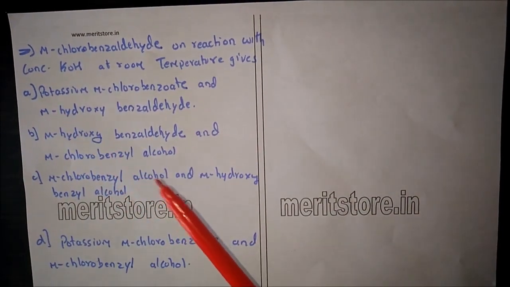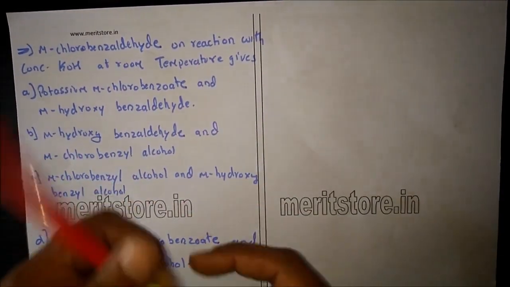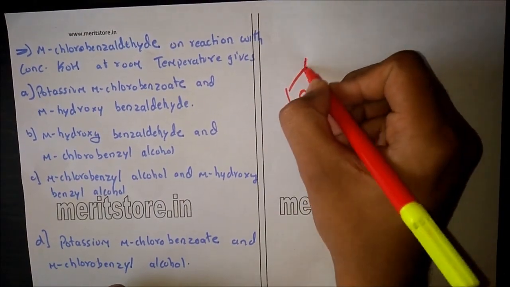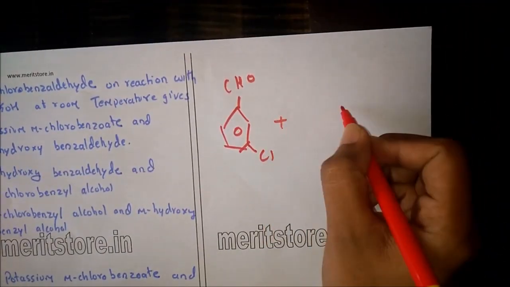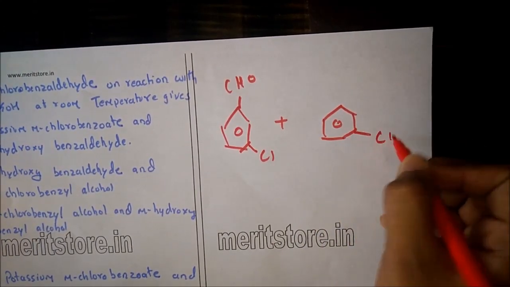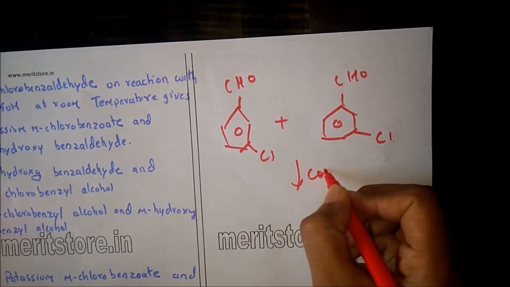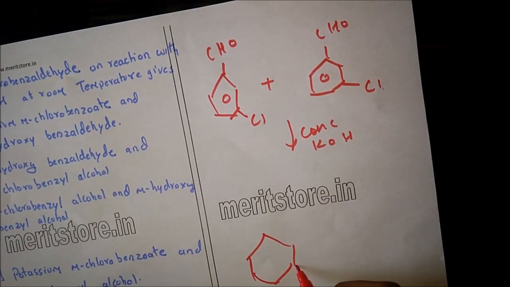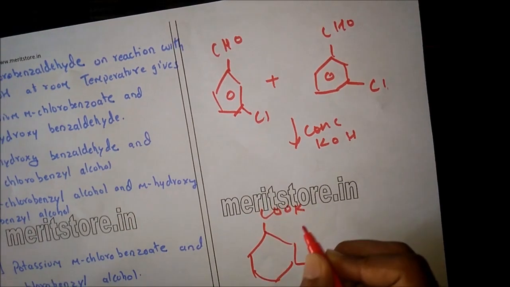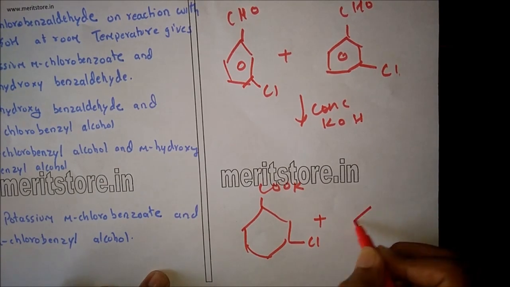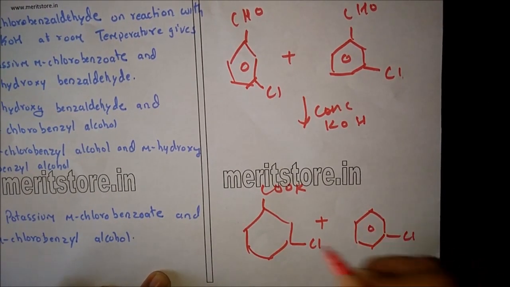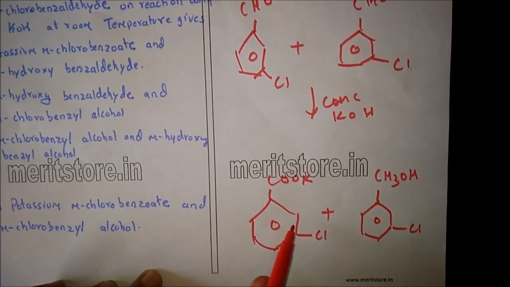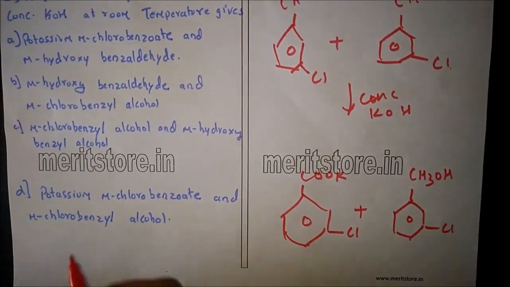M-chlorobenzaldehyde on reaction with concentrated KOH at room temperature gives, here are the options. Now, M-chlorobenzaldehyde, Cl and CHO, in the presence of concentrated KOH gives rise to COOK, which is potassium M-chlorobenzoate, plus CH2OH, which is an alcohol, M-chlorobenzyl alcohol. Therefore, here the correct answer will be option D, potassium M-chlorobenzoate and M-chlorobenzyl alcohol.